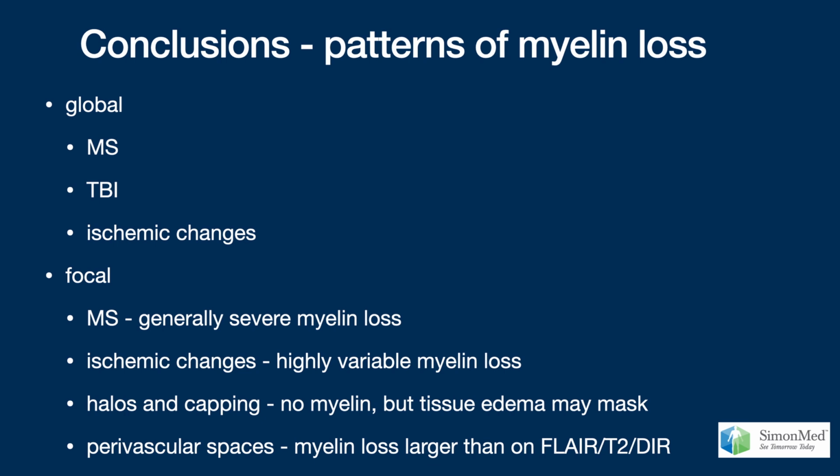So to summarize, myelin imaging can be used to evaluate the entire brain and focal lesions. Both global reference curves and myelin images provide novel tissue characterization. The clinical settings are nearly universal, but global pathology has been illustrated in these cases for MS, TBI, and ischemic changes. Focal myelin loss has been shown to be severe for MS, highly variable for ischemic changes, severe for periventricular halos, capping, and peritumoral edema. However, with the caveat that tissue edema may mask underlying intact myelin. And for perivascular spaces, where myelin loss may be slightly greater than generally recognized.